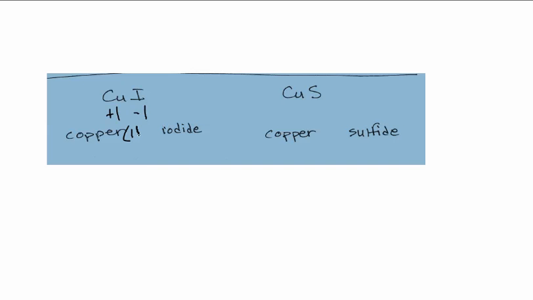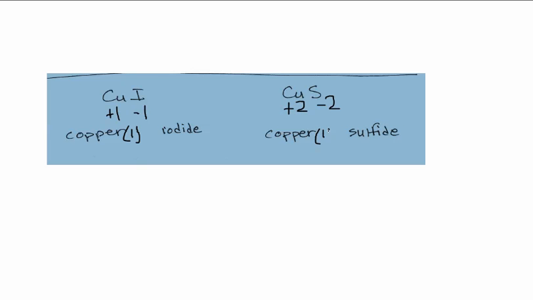Now it's not copper 1 because there's 1 copper in the formula. It's copper 1 because the charge of my copper is +1. Now let's look at this compound. Again, we have copper, and instead of iodide, I now have sulfide. Now sulfide always has a charge of -2. So my copper has to have a charge of +2 to cancel that out. So the name of this cation is copper 2.